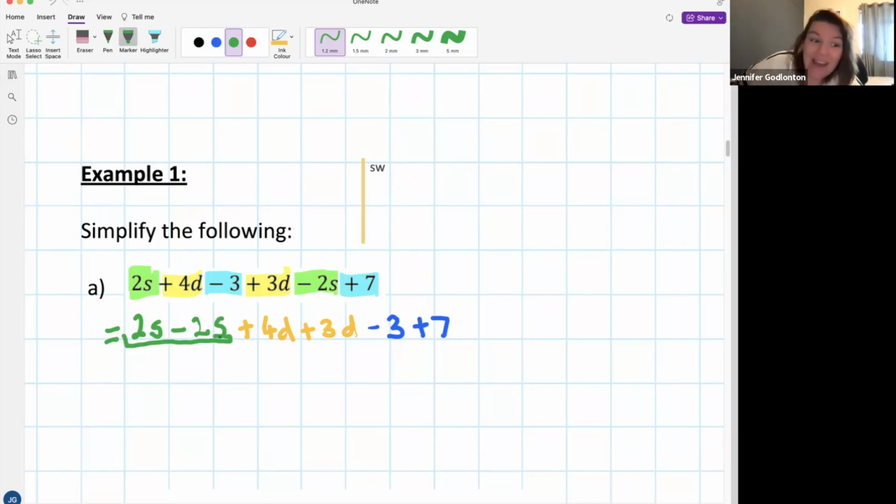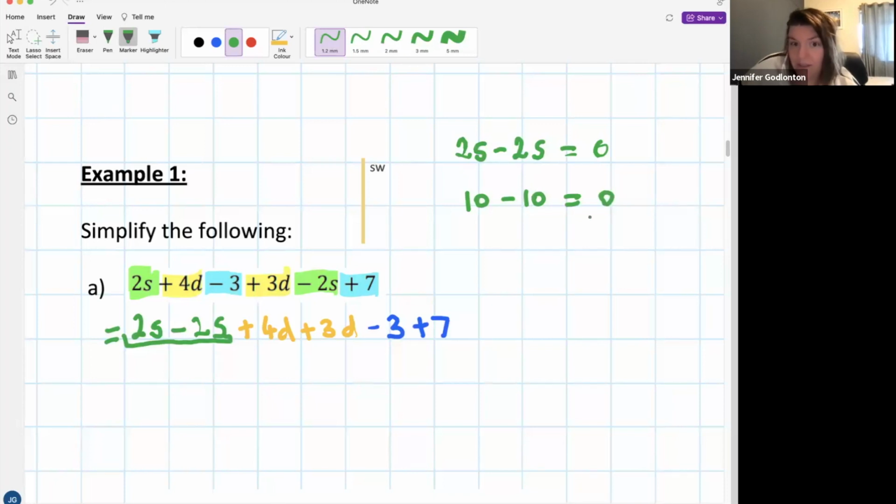0, good. Okay, so don't let it confuse you. If I have 2s minus 2s, it absolutely is 0. Think of it like anything. If I had 10 minus 10, I'm not going to have anything left. I'm going to have 0. And this is exactly the same as this. Okay, so 2s minus 2s is 0. We can write 0, but we don't need to. I'm going to write it now just so you can see it, but we'll probably remove it when we finish.